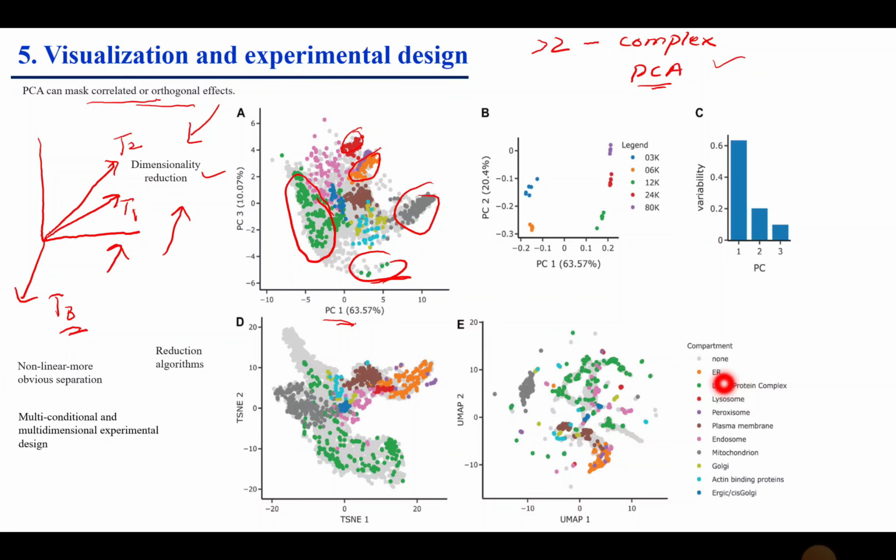Whenever we have PC1 and PC2, all of the samples from a treatment are grouped and clustered together. Here you can see the legend showing 0, 3K, 6K, 12K, which are the different names of the samples, and within these treatments they are clustered together. But it is also important to note that PC1 always has high variability. You can see PC1 has 63% and PC2 has only 20%, and similarly PC3 has more or less, and PC4 would have even less.